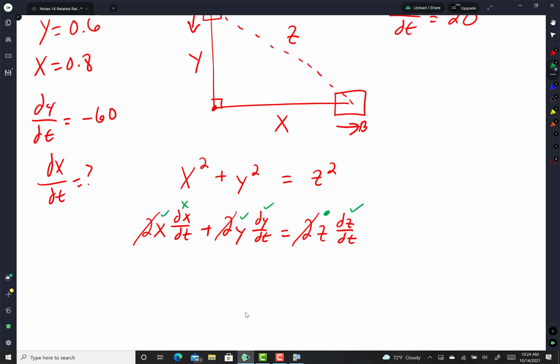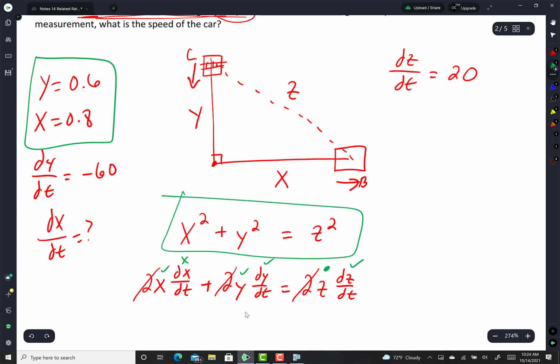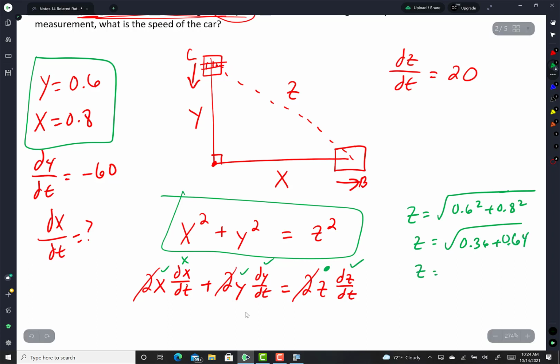Yeah, you have z, but not directly. Look, you have x and y. And didn't you just tell me that this is a relationship? So I can get z by just doing the Pythagorean Theorem, right? So on the side, I'm going to go z equals the square root of 0.6 squared plus 0.8 squared. So z is the square root of 0.36 plus 0.64. That's 1. Yeah, z equals 1.